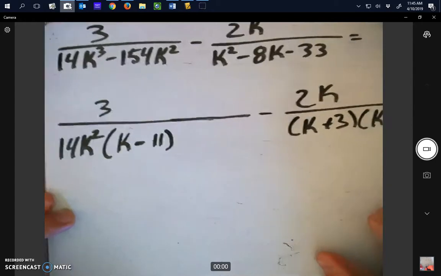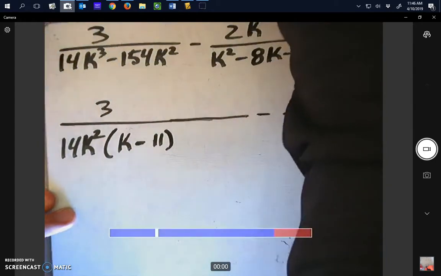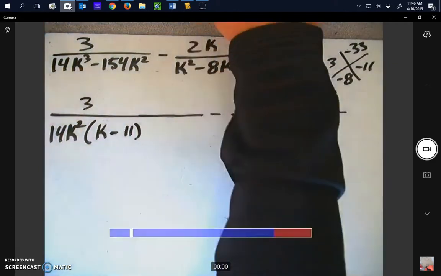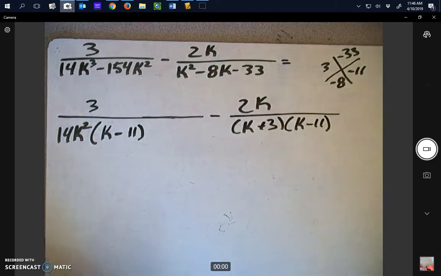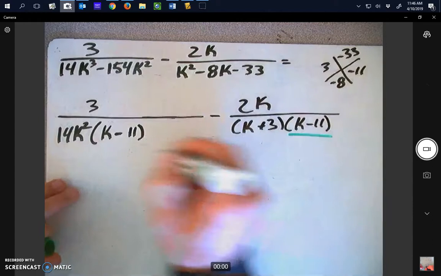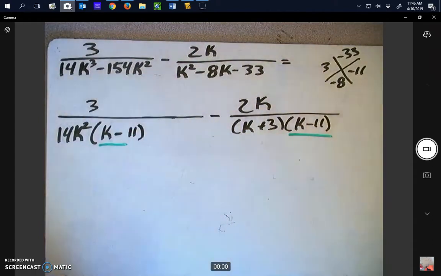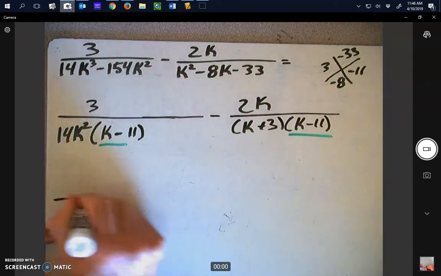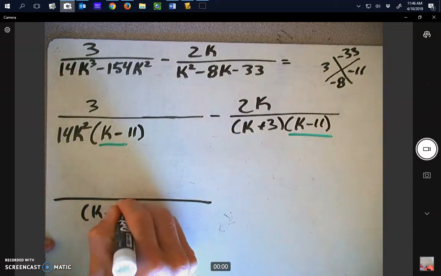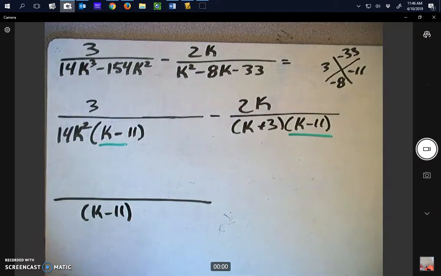Okay, so it's kind of spread out. Now, what we want to look at is the denominator. So they're not the same, obviously. But what we do have the same is the k minus 11. So I'm going to go ahead and just start writing my new denominator down here. K minus 11. So that's what they both have. So that's done. All right.